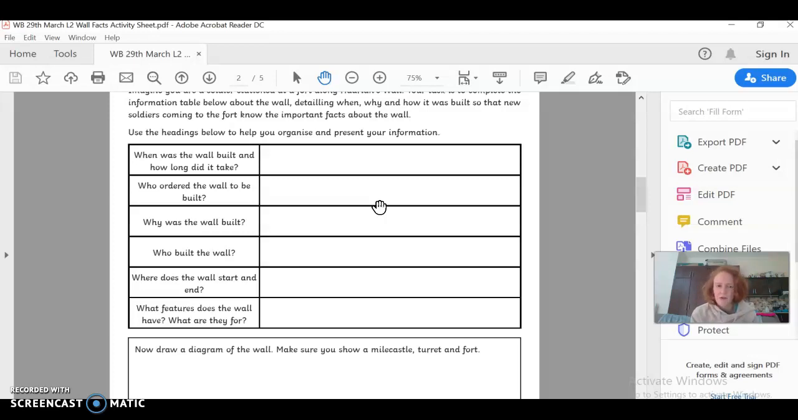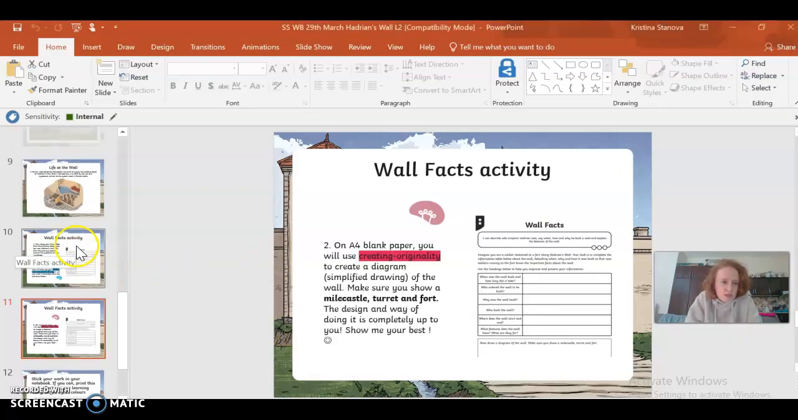Who built the wall? Now I'm not asking who asked to build the wall, but who actually physically built the wall. Where does the wall start and end? You can go back to the lesson from Monday and look at this piece of information, look it up. There was a city or a town where it started and where it ended. And what features does the wall have and what are they for? So just try to remember what kind of features. There was a turret. You can as well go back to the PowerPoint presentation. You can just look at any information you want.